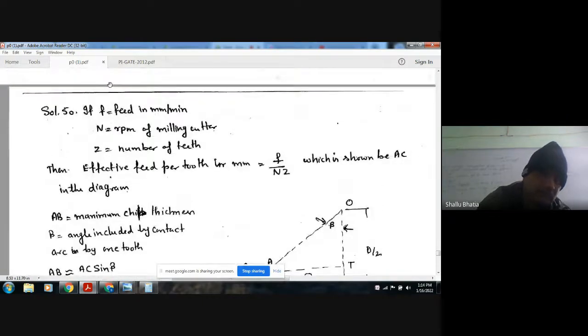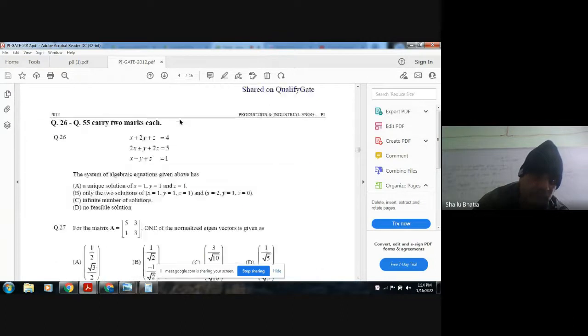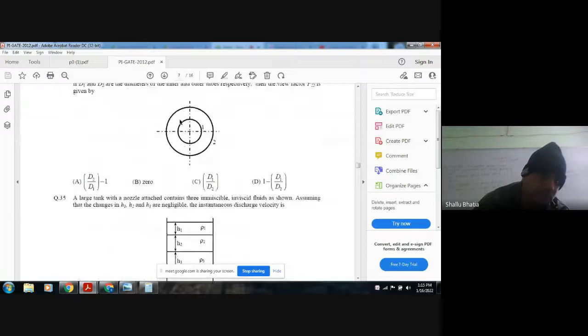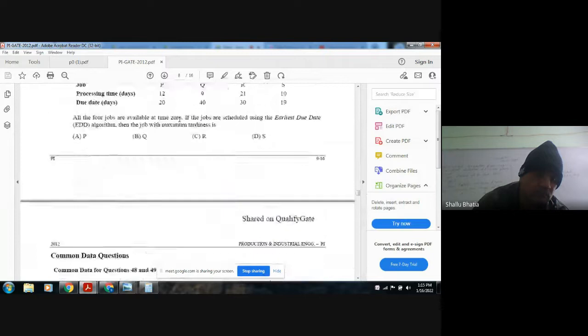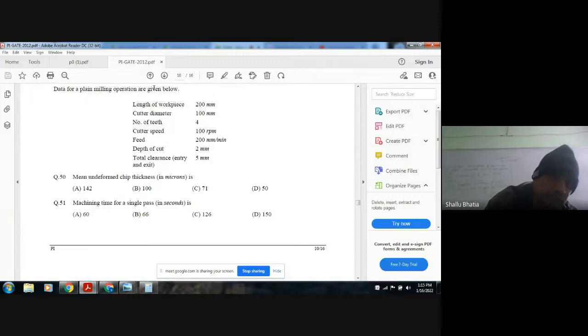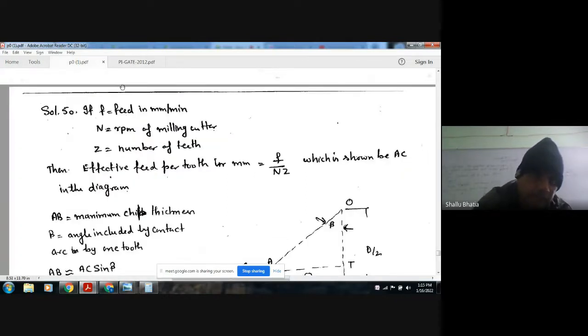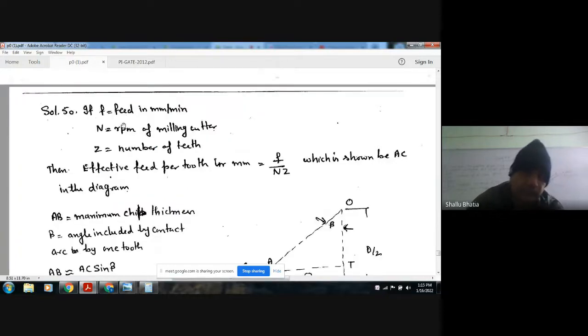So we will see the question from here. Question number 50 and 51, and solve it. So this is the question and this is the solution. Here the given things are length of the workpiece, cutter diameter, number of teeth, cutting speed, and feed. Now the feed is just 200 mm per minute.